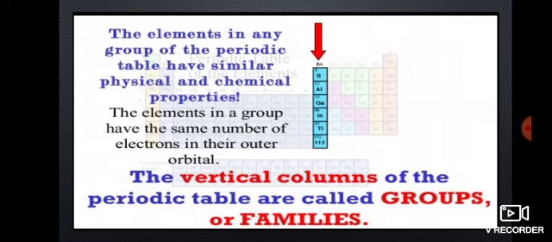The group A, which are 1A to 8A, mostly contain the normal or representative elements, which I will explain later on. And the B, from 1B to 8B, where one of the columns also contains three groups, are the transition elements. So later on we will define the transition elements also. The elements in any group of the periodic table have similar physical and chemical properties, and the elements in a group have the same number of electrons in their outer orbital.